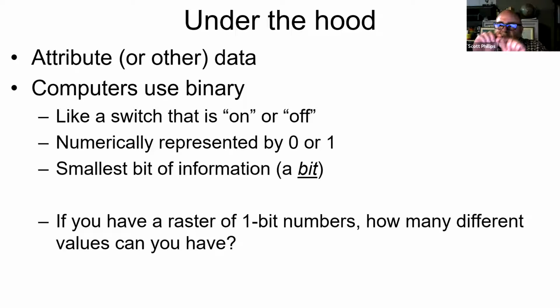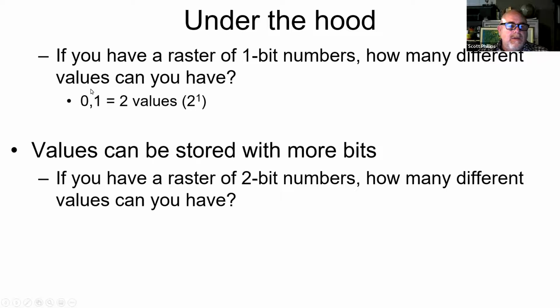And what happens is that you take multiples of those bits and you can use those to get more detailed information, but under the hood, it's just a series of zeros and ones. So that's the smallest molecule of data in a computer: a bit, 0 or 1. So let's say you have a raster of 1-bit numbers, they can have 2 values. They're either going to have zeros or ones, because that's 0 or 1.